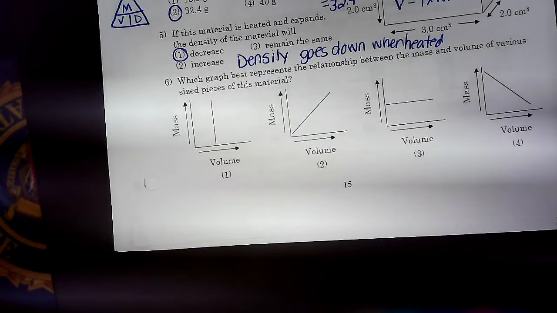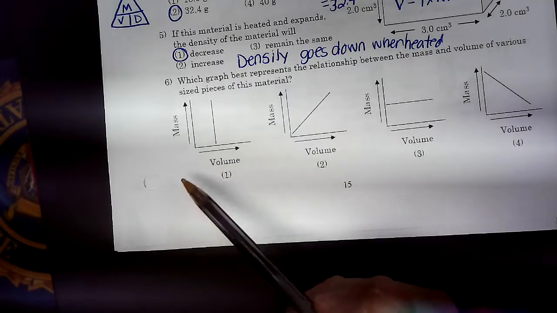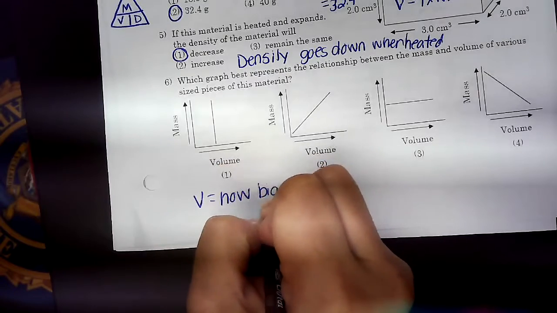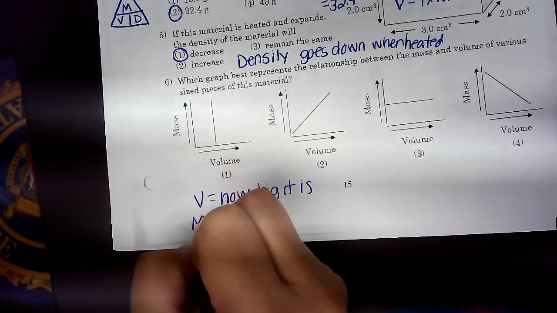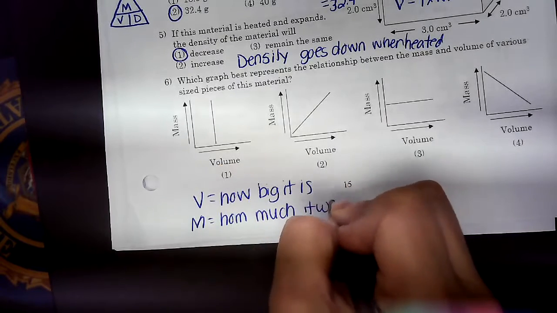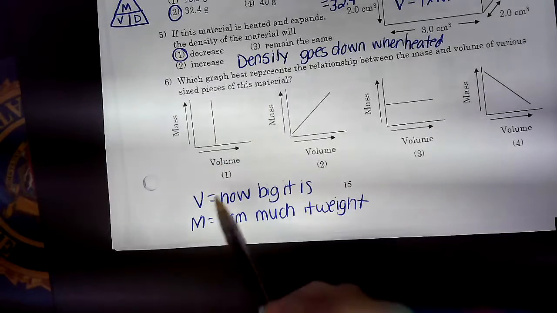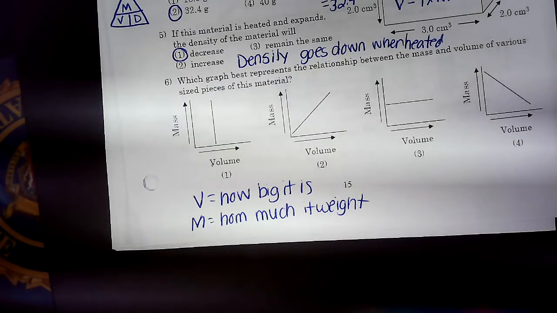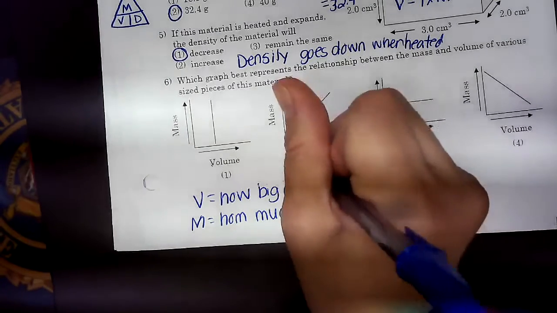So which graph best represents the relationship between mass and volume of various size particles of this material? Volume is how big it is. Mass is how much it weighs. So if we read this, the x-axis is always going to be increasing. As volume increases, as the material gets bigger, what's going to happen to the mass? It'll weigh more. If you have a small piece of a statue, it's going to weigh a little bit. If you have a giant piece of the statue, it's going to weigh a lot. That's answer 2.